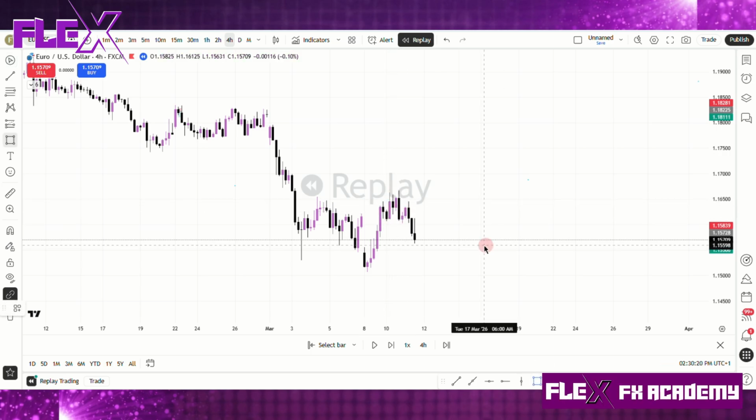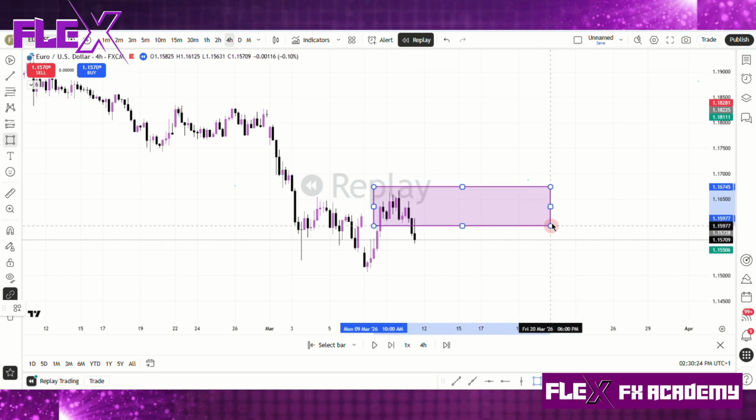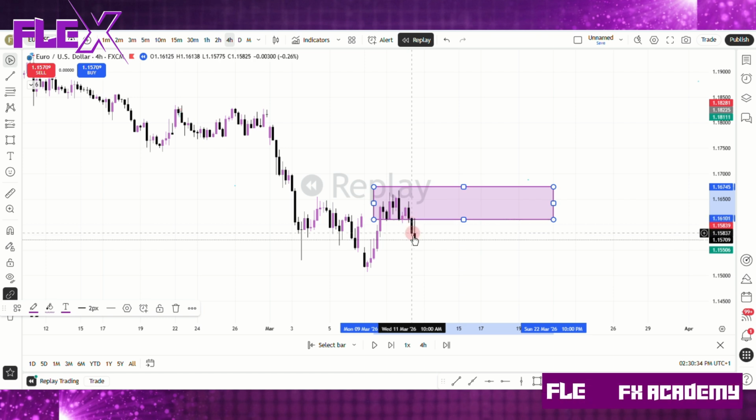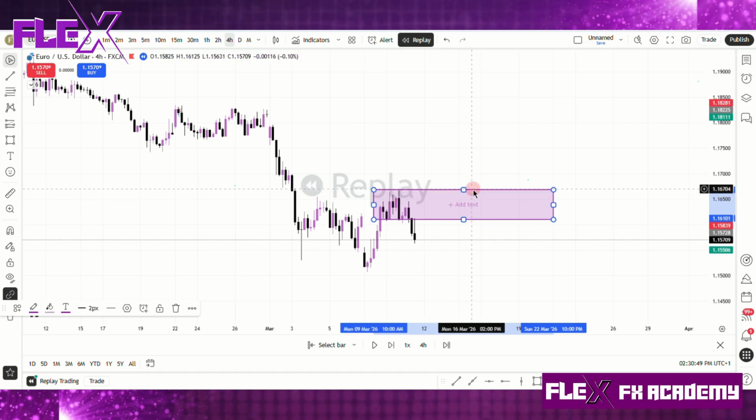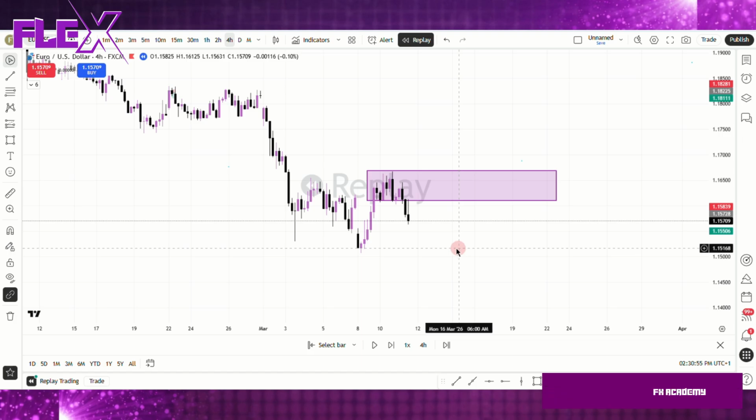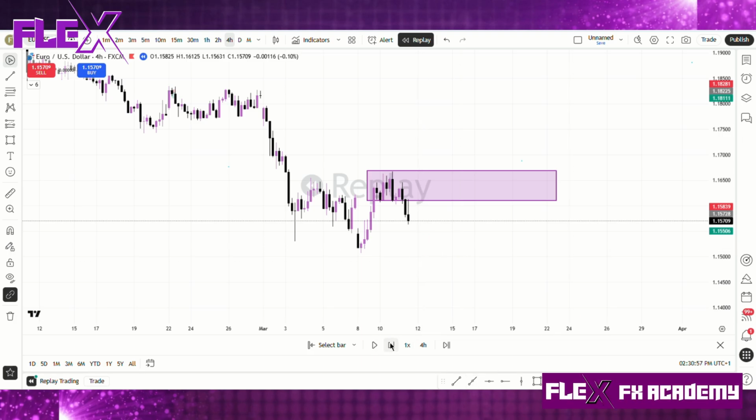I can now mark this place as my zone, placing my entry just touching the body of the last week before the explosive move, and then the top of my base will be at the top of the tallest wick here. Then I just extend it down, waiting for the market to come back into this zone. So let's see what happens. I'll play this again.